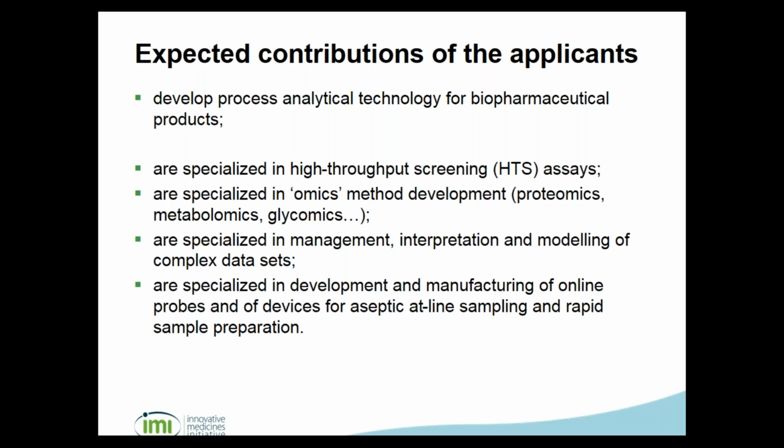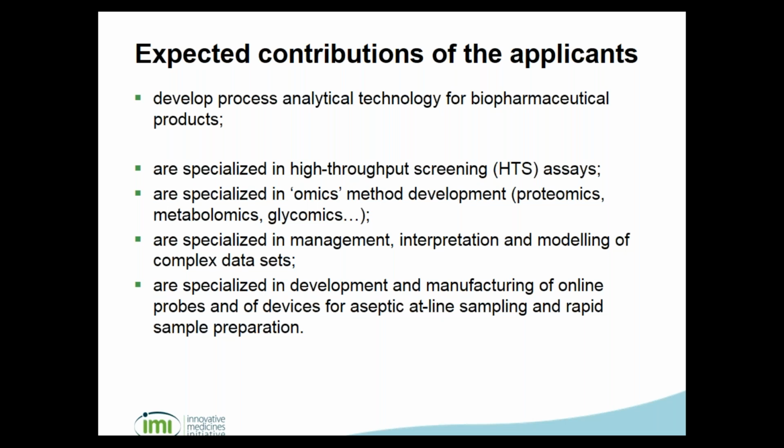We are looking for companies or academic groups that are specialized in high throughput assays and in all those omics. You have proteomics, metabolomics, glycomics. I think at this moment there are about 10 omics which could really be used in studying our culture, and from that study we could then say, okay, this and this and this is what we can develop, so that we are in much better control of our culture.